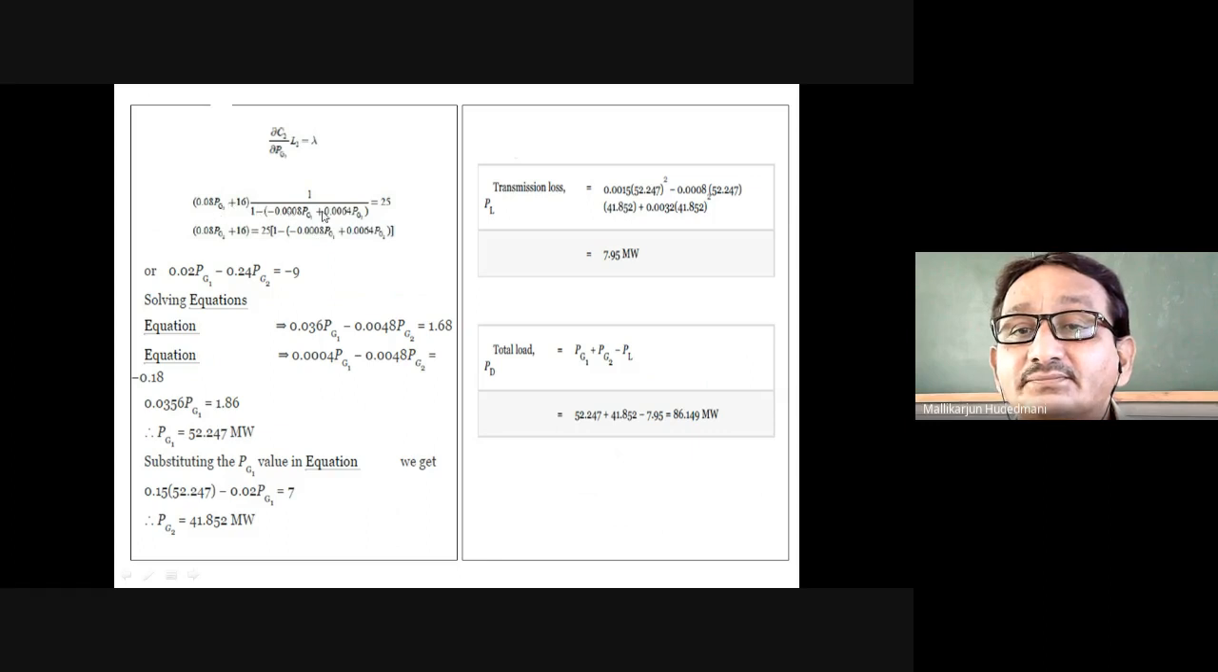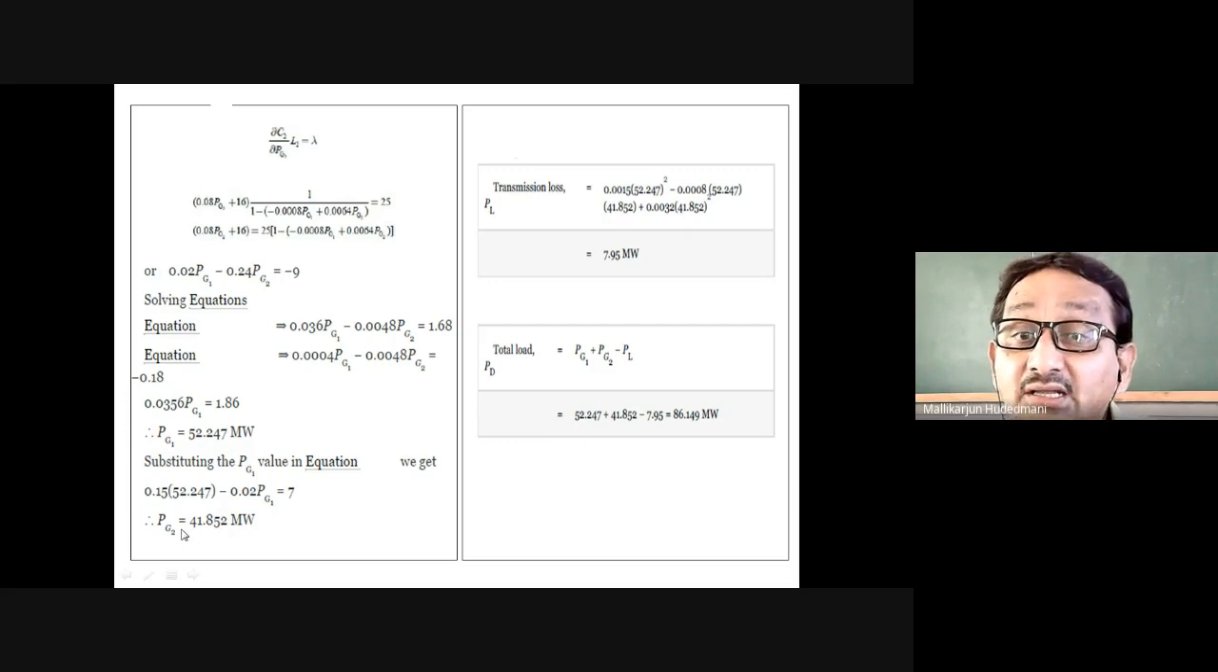Is it clear? Finally, I got a second equation. Now I have two equations. Equation 1 from the penalty factor and incremental cost of the first machine. The second equation from the penalty factor of plant 2 and the incremental fuel cost of machine 2. Then on solving those, we get Pg1 equal to 52.247 and Pg2 as 41.852 megawatt.